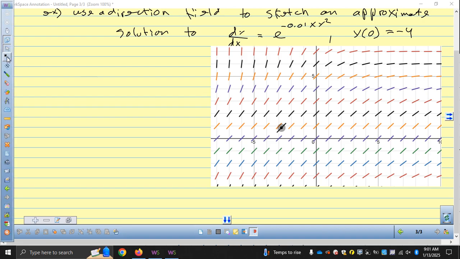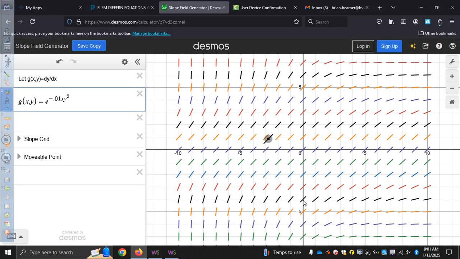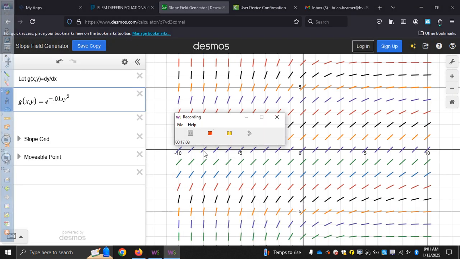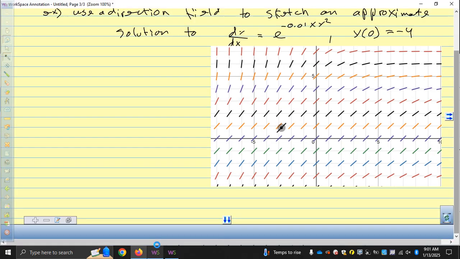And our initial condition is that y of 0, when x is 0, we want to be at negative 4. Did I go down far enough? Is the black one there? Oops. So we want to be here. So our solution curve would be roughly something like that.